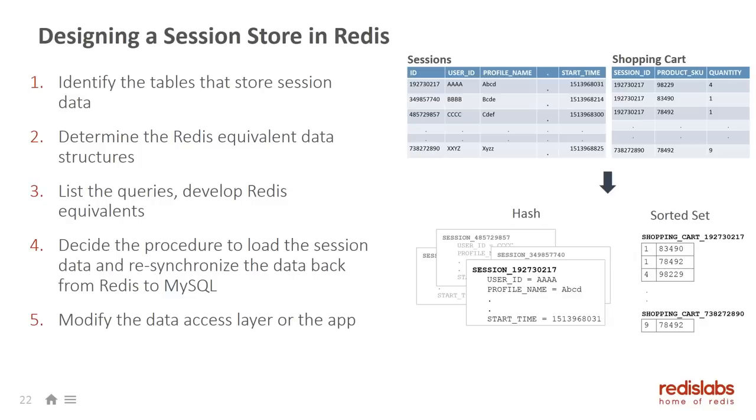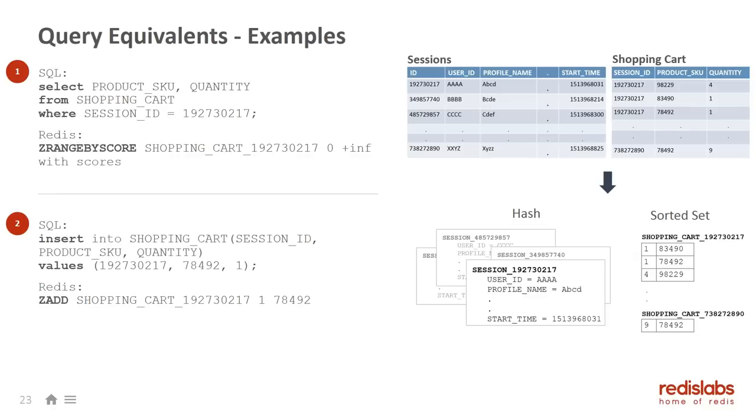Okay, and as you can see in this example, I'm using two data structures, hash and sorted set, but one difference from the previous example is I'm having one sorted set object, or one data structure, for each user. So each user or each session has its own shopping cart. And when I say its own shopping cart, it has its own sorted set object, right? Okay, let's look at some query examples. In the first one, I'm getting all the products that are in the shopping cart.